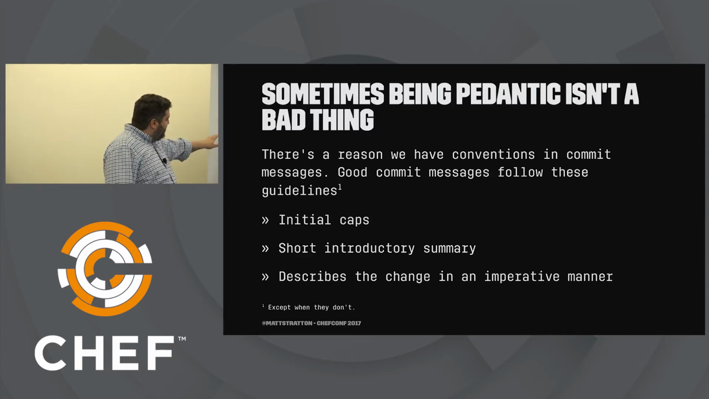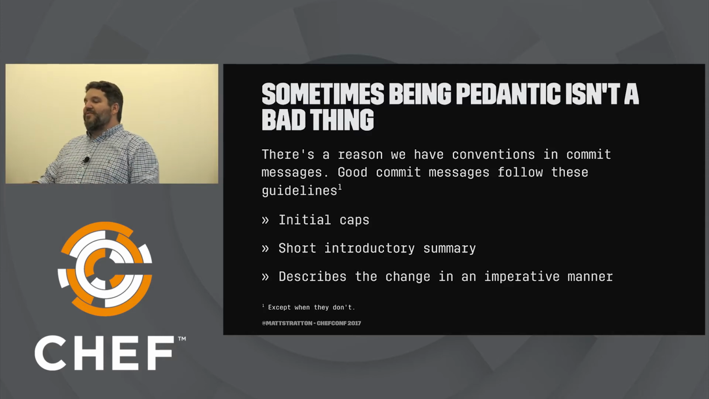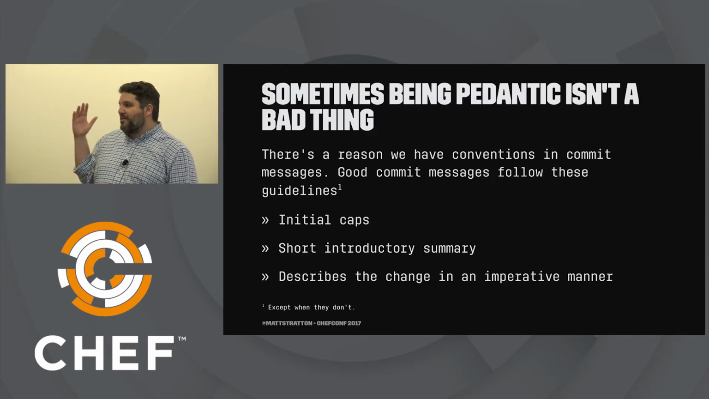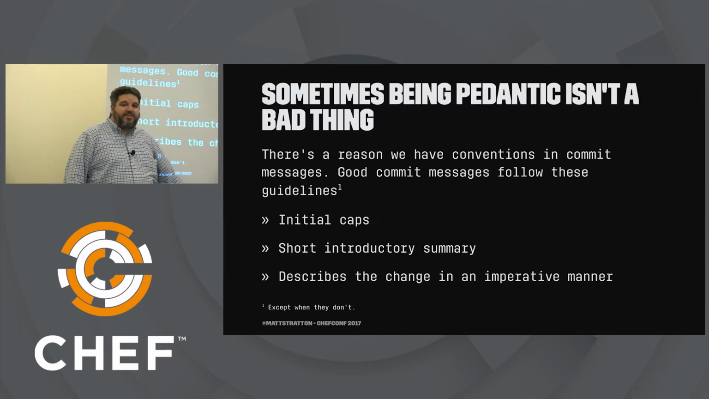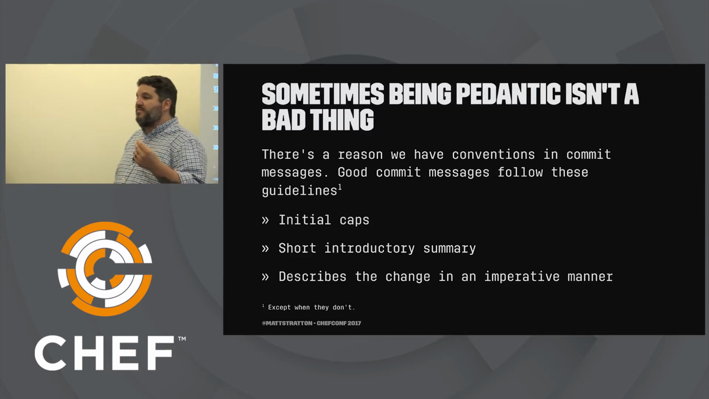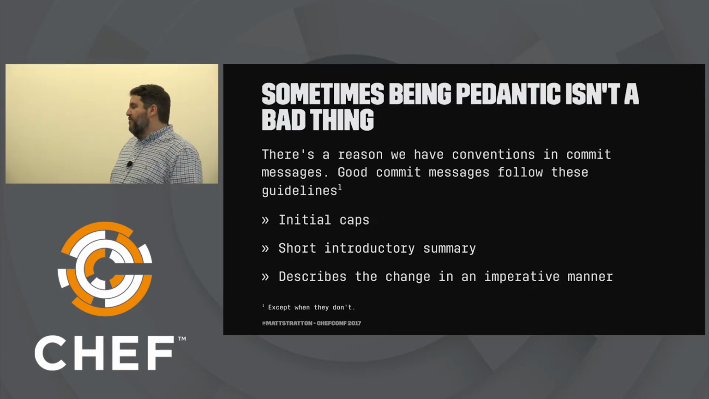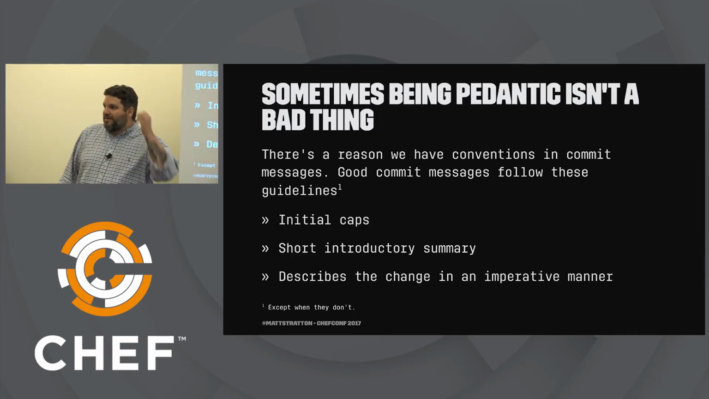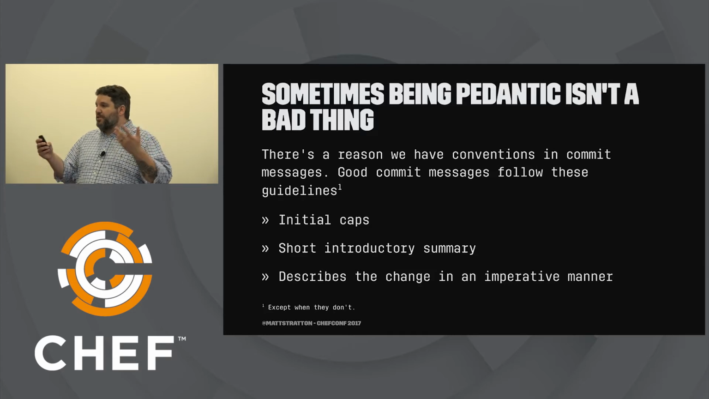You have a short introductory summary. Everybody does this really well. They'll put it, and then very few people will put in a body in a commit, but it's great. The other one, and I feel strongly about this, is that it describes the change in an imperative manner, right? So it's not "fixed this thing." Well, first of all, none of them should be "fixed anything," but it shouldn't be "changed this class to be this," it should be "change this to do that."